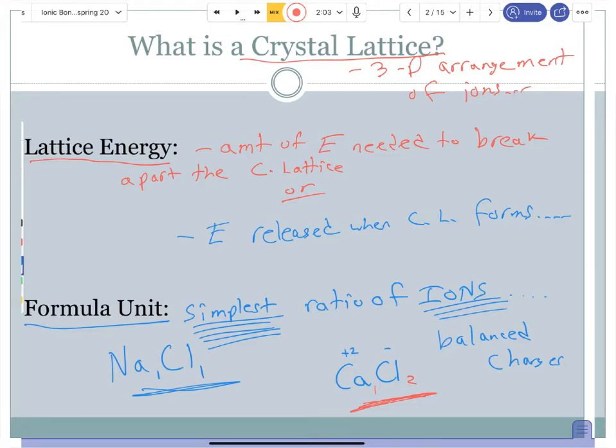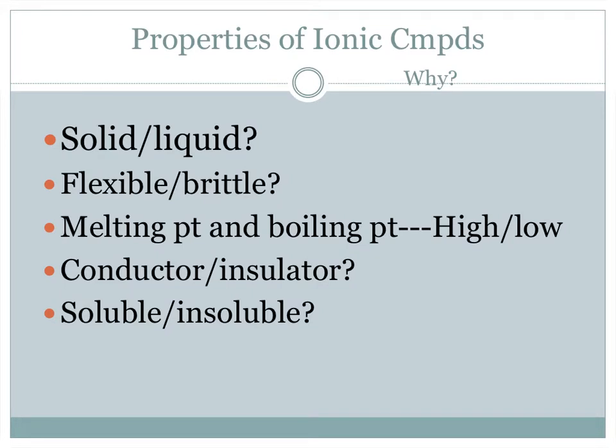So what does this strong attraction repulsion scenario do for us? It's going to give us the general properties. There are exceptions, but the general properties for ionic compounds. Consequently, that means that ionic crystals or ionic compounds are almost always solids at room temperature, because those particles stick together, strong attractions.